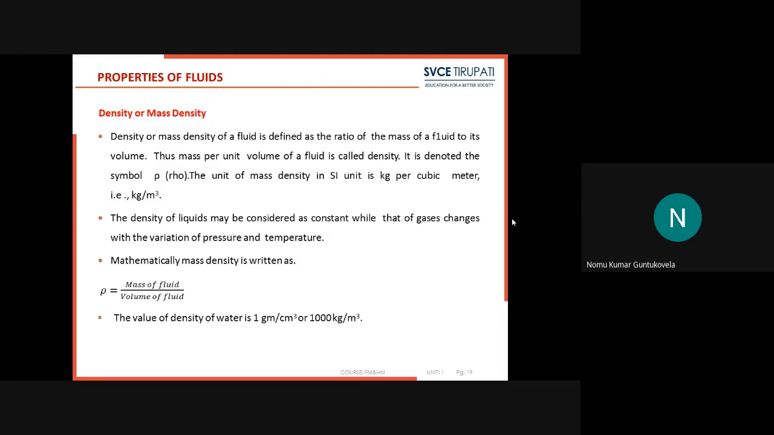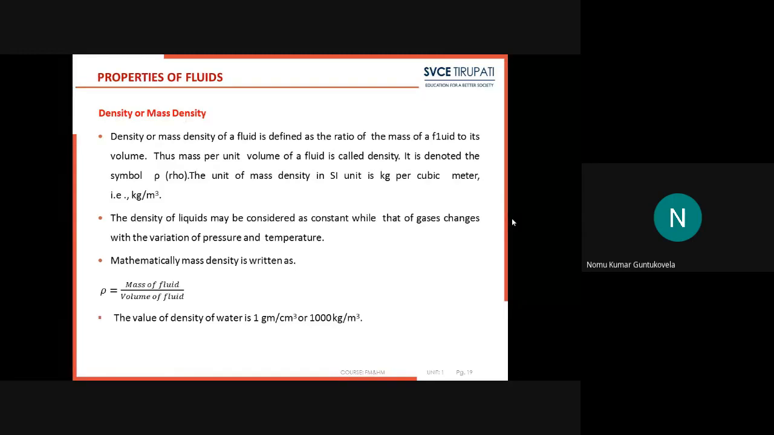In the same way, we have different types of flows. For fluids, the types of flows are uniform flow, non-uniform flow, steady flow, unsteady flow, rotational flow, irrotational flow, laminar flow, turbulent flow, and one-dimensional, two-dimensional, and three-dimensional flows.